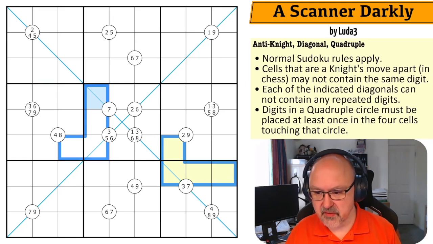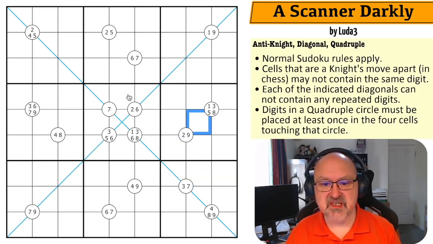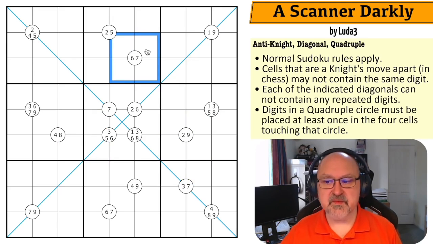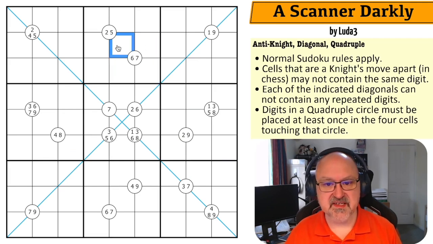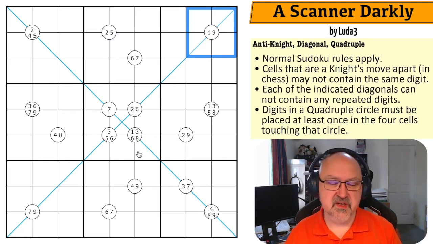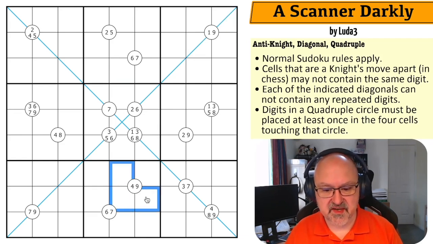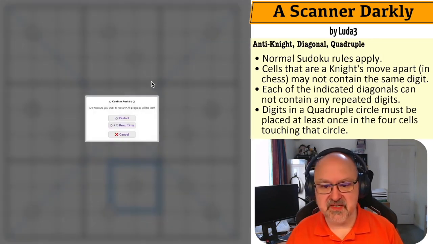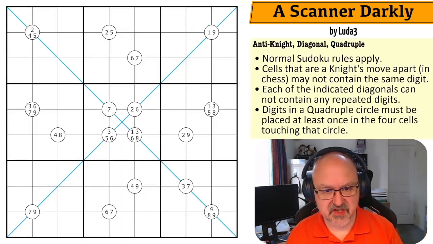Let's get rid of all the coloring. And digits in a quadruple circle must be placed at least once in the 4 cells touching that circle. So there must be a 6 and a 7 in those 4 cells. There must be a 1 and a 9 in those 4 cells. There are no quadruple circles on borders. So basically the digits in the circles must be placed in the cells touching the circle. That's what it means. I'm going to restart the puzzle to restart my timer. Let's give this a shot.